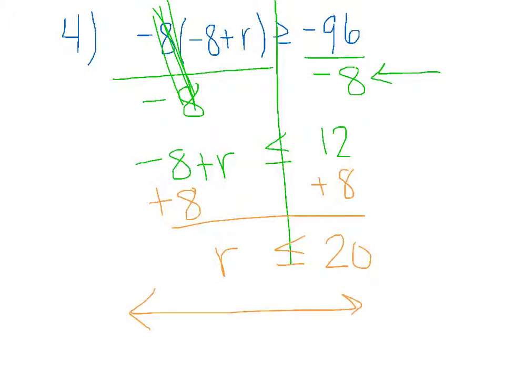And then just to review, if I want to graph it, I'm going to put a solid circle on 20. And I want the r values, or the numbers, the set that is smaller than 20. So that means I'm going to shade to the left. And there is how you solve two-step inequalities.